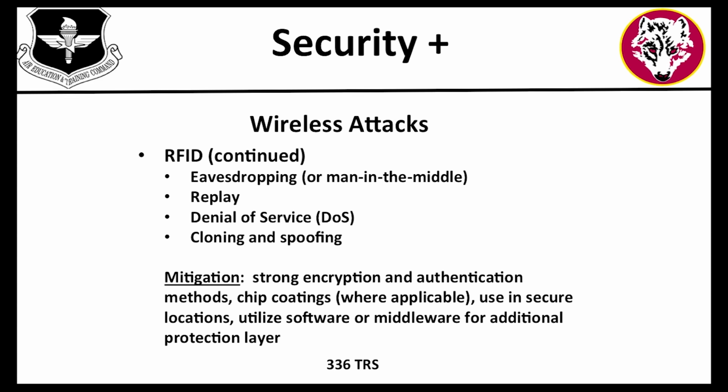And then you also have the possibilities of cloning or spoofing, taking over the identity of those wireless devices using RFID. So some of the mitigation tips here are to use strong encryption and authentication methods. Chip coatings: a lot of times you may have this introduced with new technology, but it's not always going to be applicable. Use those devices within secure locations. Know your surroundings.